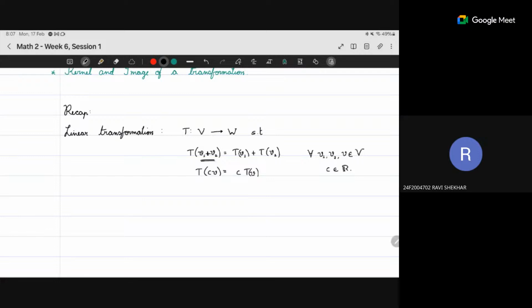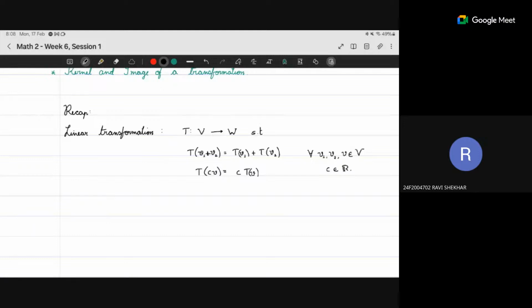So you add the vectors and take their image, or take the image of the vectors and then add them in W. Both will give you the same answer. So that is what a linear transformation is. So it respects, in some sense, the addition property. The same thing for scalar multiplication.